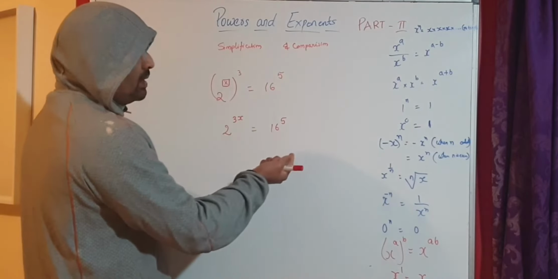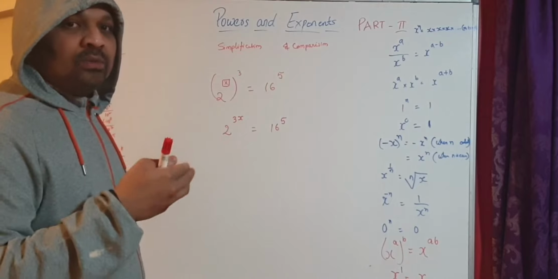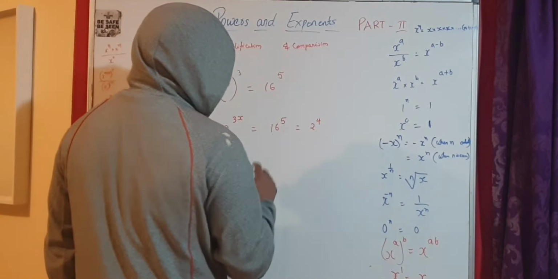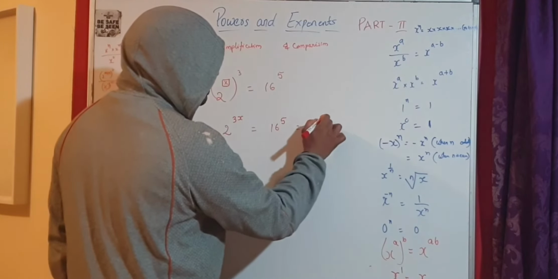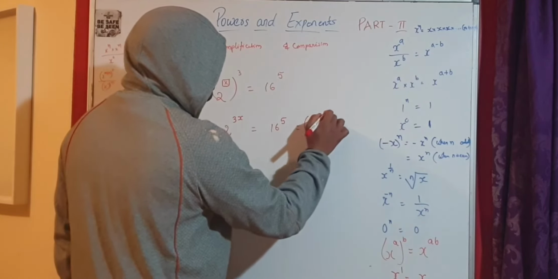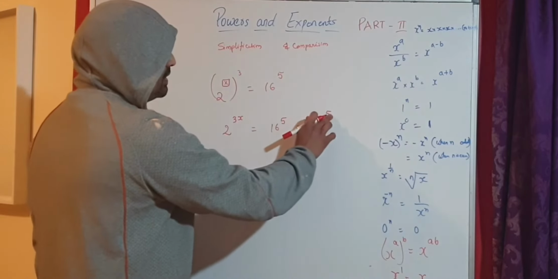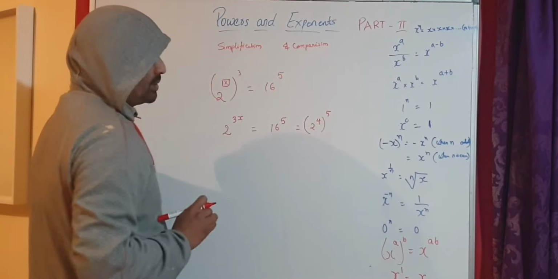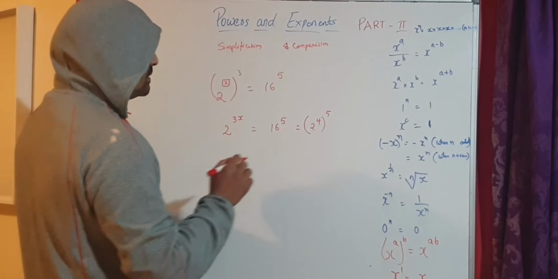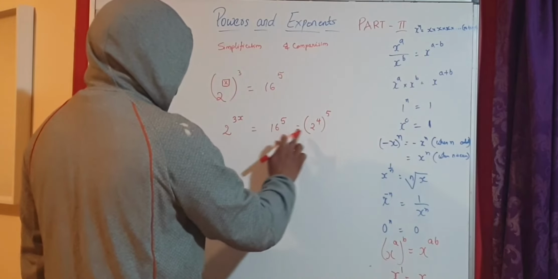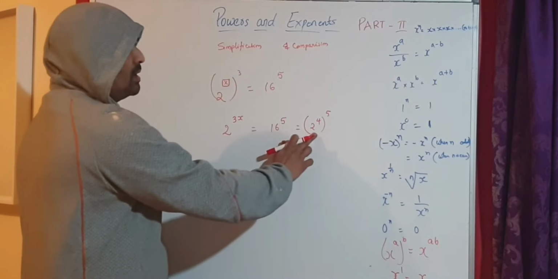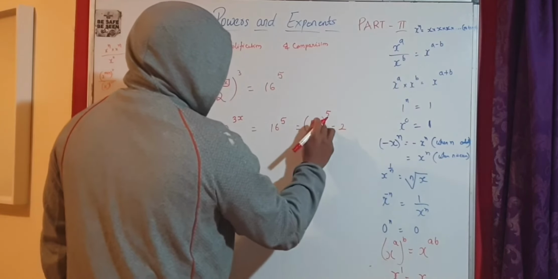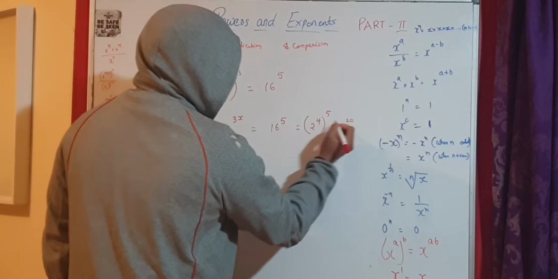16 can be written as 2 to the power of 4. I have written 16 as 2 to the power of 4 and I put the whole to the power of 5. This power of 5 remains as it is. The only thing is that I have taken out 16 and put 2 to the power of 4. The reason I am doing this is that I want to bring both to the same base. Here we have a base of 2 and here also, if I further simplify, I'll get, say, ab: 4 5s are 20.